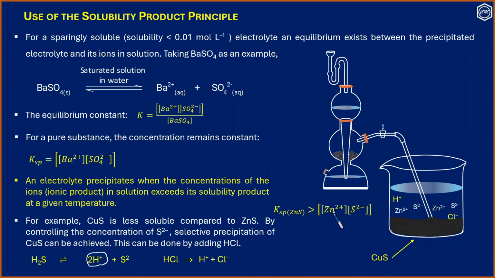The ionic product of zinc sulfide is now less than the solubility product of zinc sulfide. And for copper sulfide, the solubility product is 6.3 × 10^-36, while that of zinc sulfide is 1.6 × 10^-24. So the solubility product of copper sulfide is very low compared to zinc sulfide, and therefore copper sulfide precipitates.